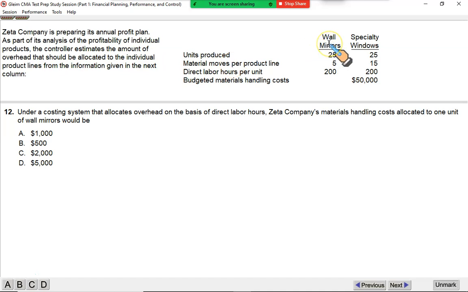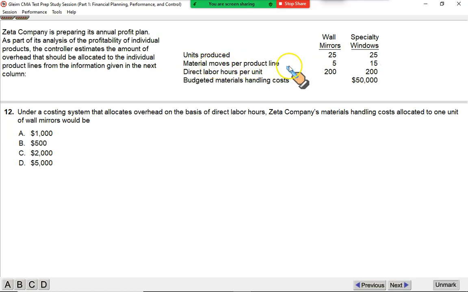We have two types of products, wall mirrors and specialty windows. Just as the name suggests, wall mirrors appear to be a simple product. Specialty windows, by name, look complex to make and should cost more. That's what common sense says. Now you will see how the traditional system miscosts the product. It says we have produced 25 wall mirrors and 25 specialty windows.